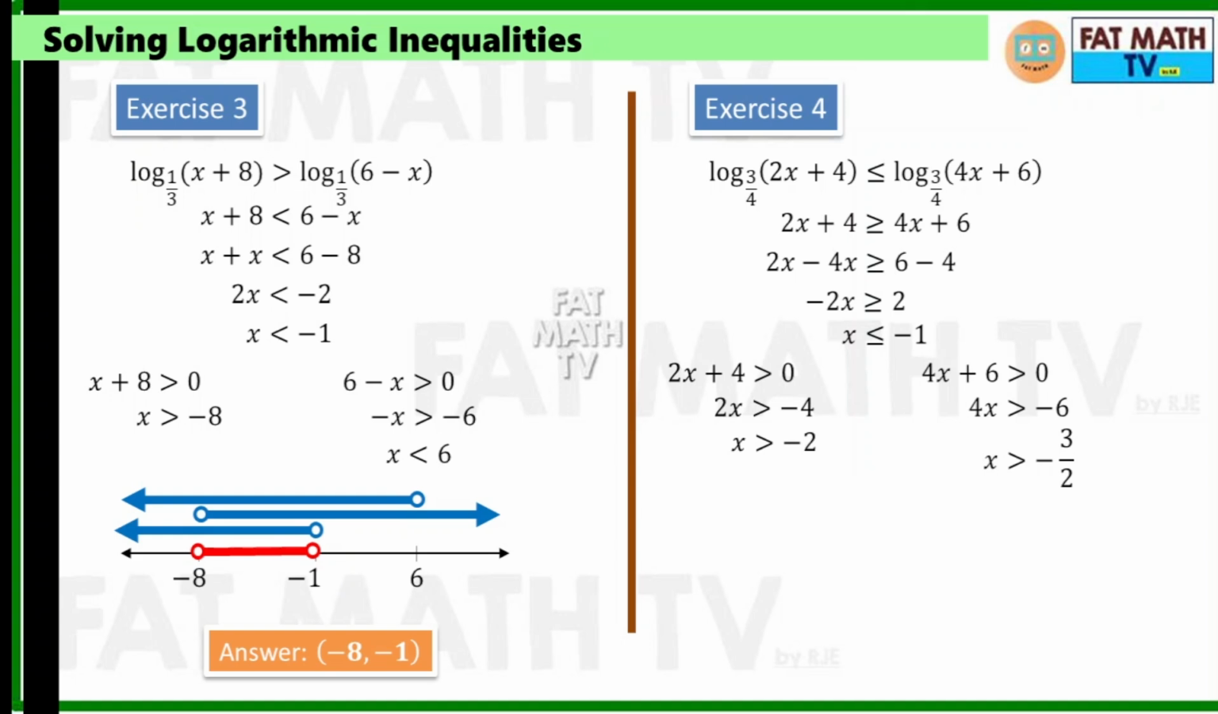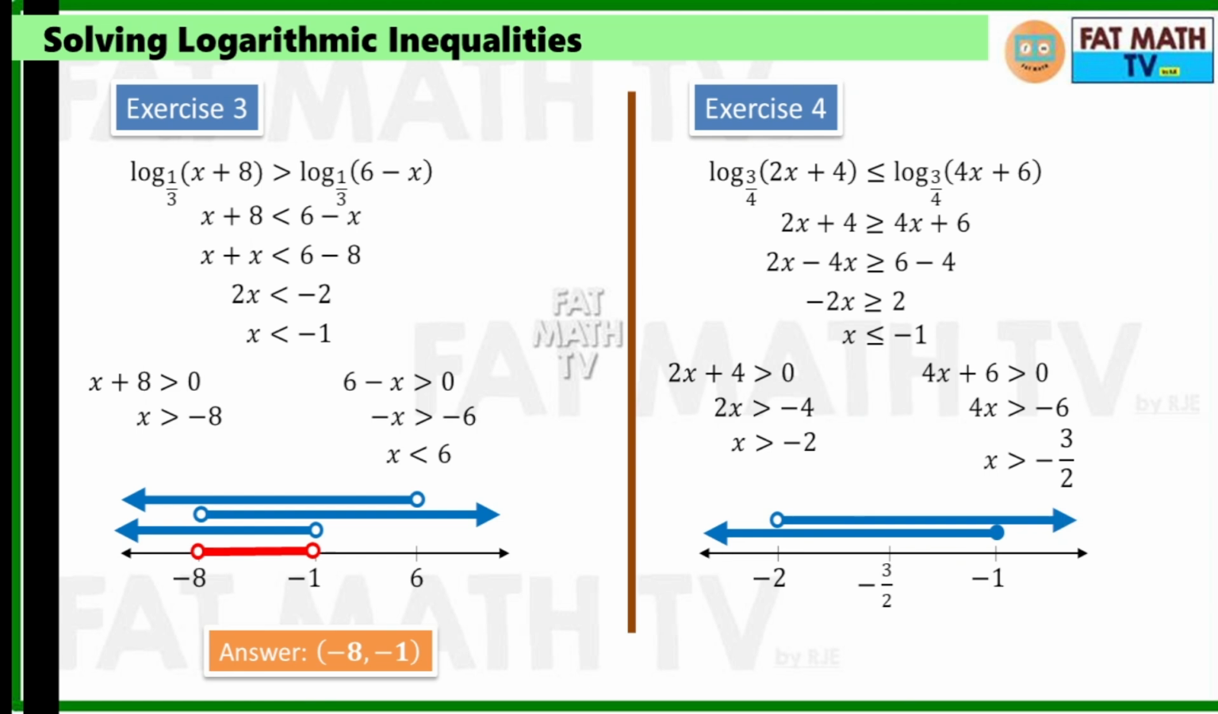The lowest is negative 2. Next to that is negative 3/2. And then the biggest is negative 1. So x less than or equal to negative 1, all numbers to the left of negative 1, including negative 1. x greater than negative 2, all numbers to the right of negative 2. And x greater than negative 3/2, all numbers to the right of negative 3/2. And what's common to the three of them is this part here, from numbers greater than negative 3/2 but less than or equal to negative 1.